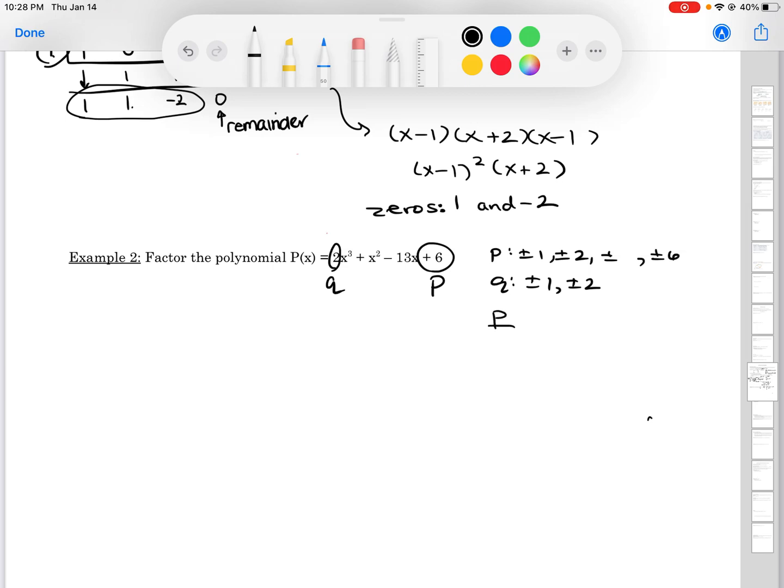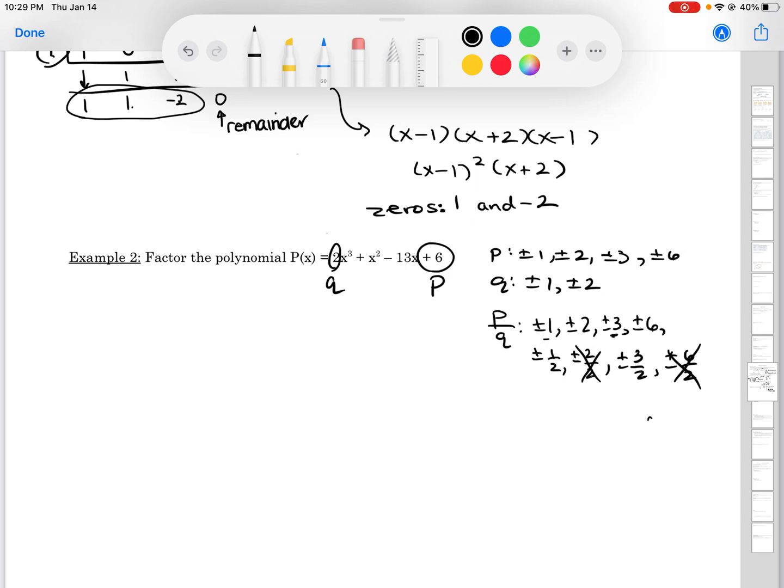So our p's divided by q's, we have plus or minus 1 over 1, plus or minus 2 over 1, plus or minus 3 over 1, plus or minus 6 over 1. And then we also have plus or minus 1 over 2, plus or minus 2 over 2, which actually we've already gotten with that 1. Plus or minus 3 over 2, and plus or minus 6 over 2, but 6 over 2 is actually 3, which we already have accounted for. Okay. All right, so there's my list of possible rationals.